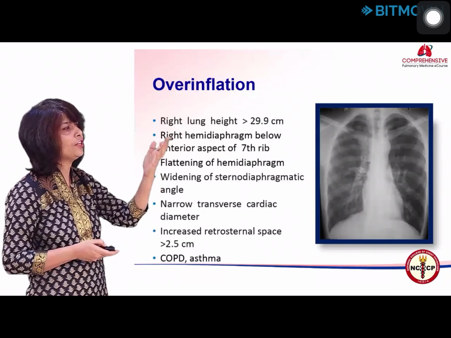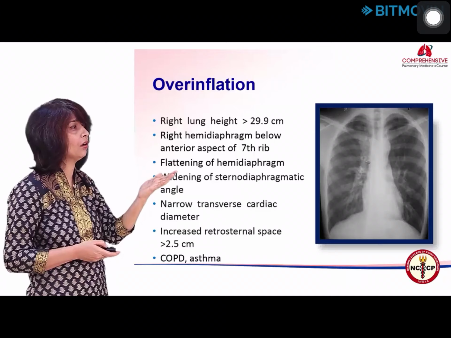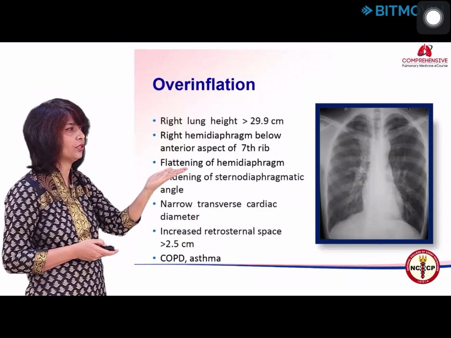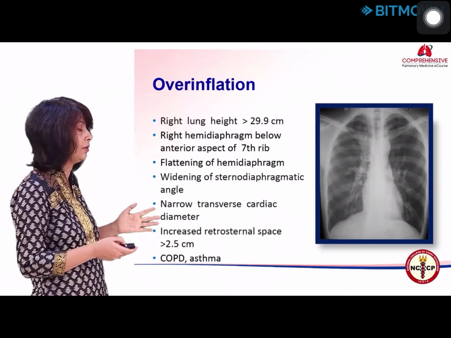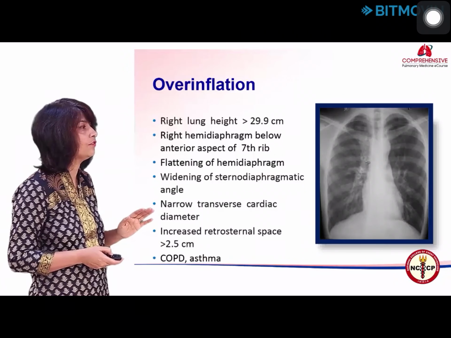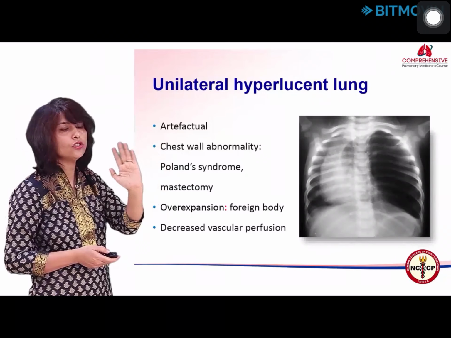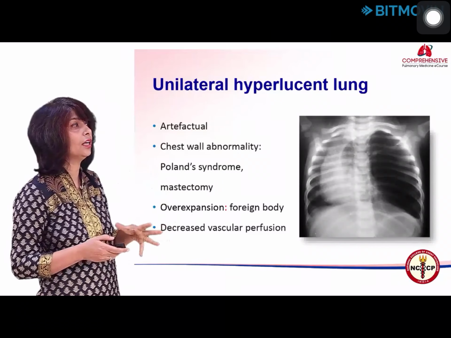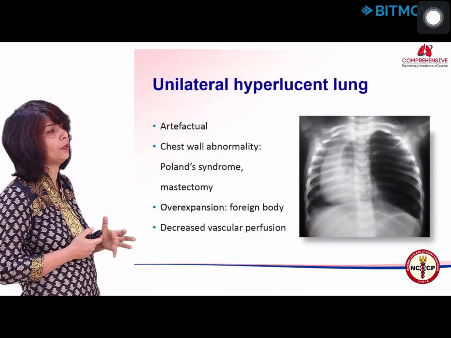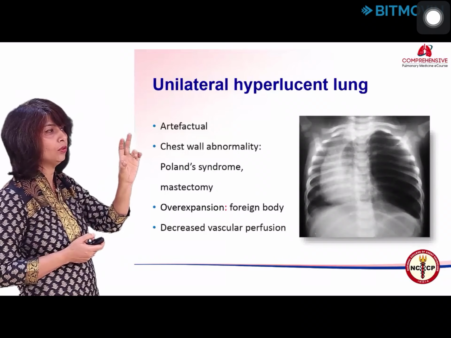But overinflation can happen with mild air trapping also, as in this patient we saw earlier, which is a case of asthma, obliterative bronchiolitis, cystic fibrosis, ABPA. I am not going into how to differentiate. And what happens if the heart was not shifted? Unilateral hyperlucent lung is a very complex topic by itself, but basically we have to remember the overexpansion.